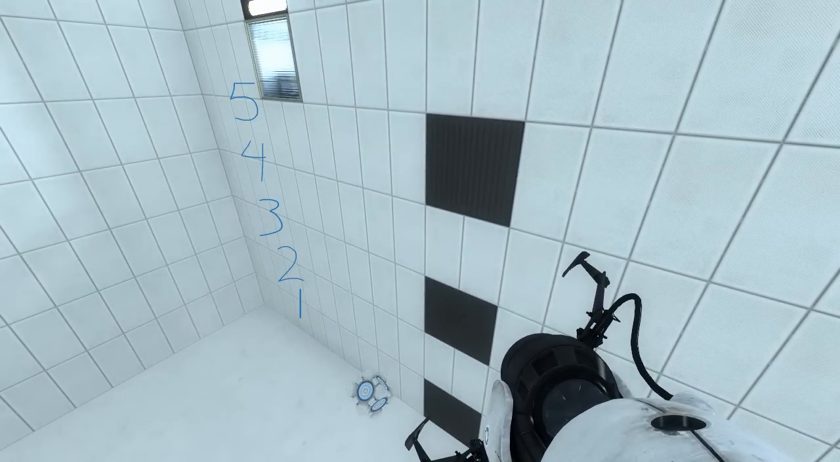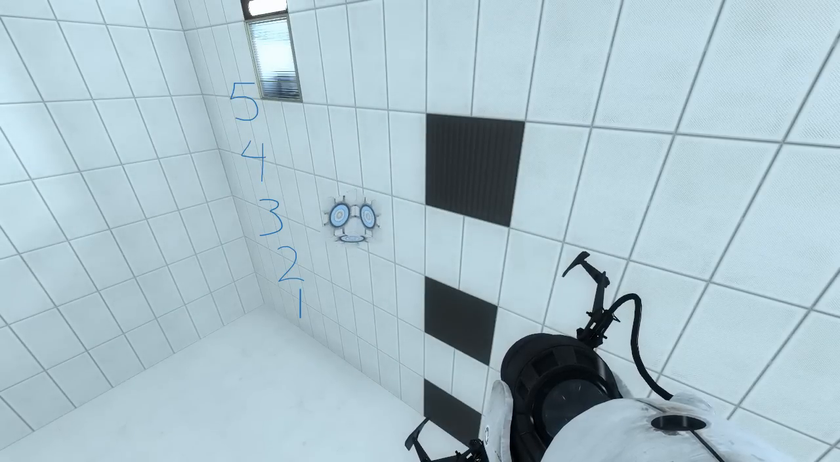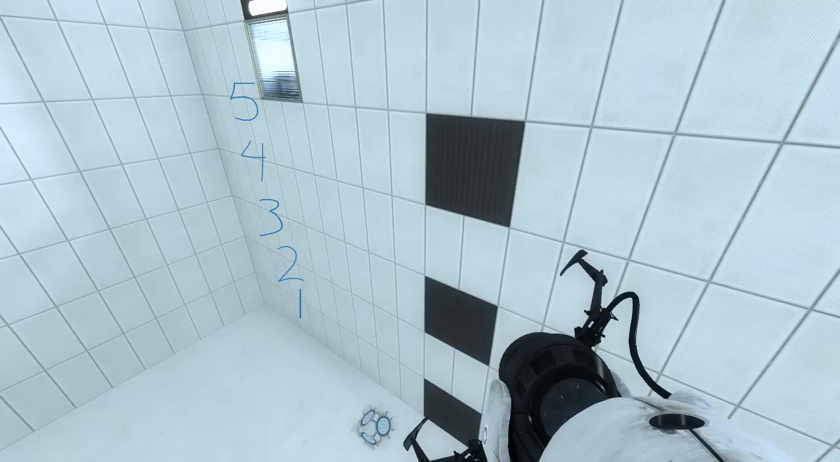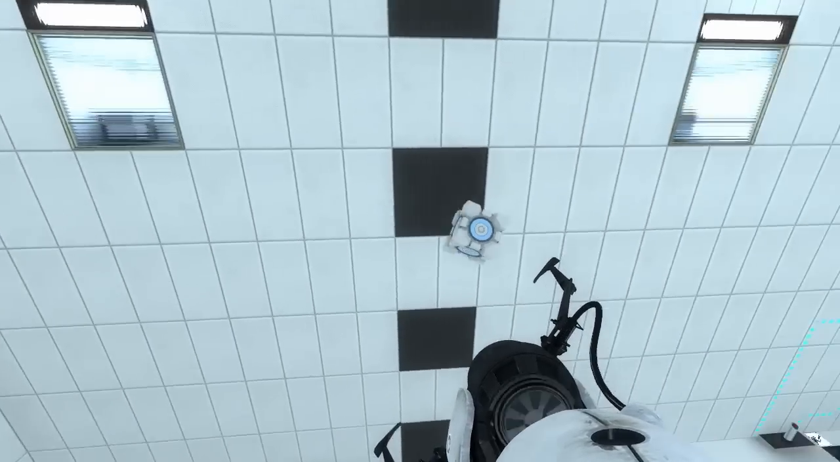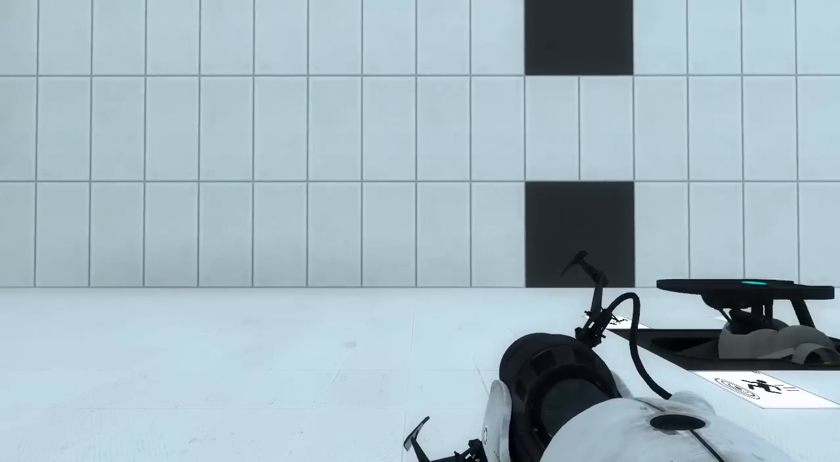Okay, so we can see that our aerial faith plate is launching our cube almost exactly 5 units in the air. Almost exactly. There's a slight variation, but I think it's pretty safe to assume that it's going about 5 units in the air. So let's go ahead and drop to the ground and do a little bit of math.